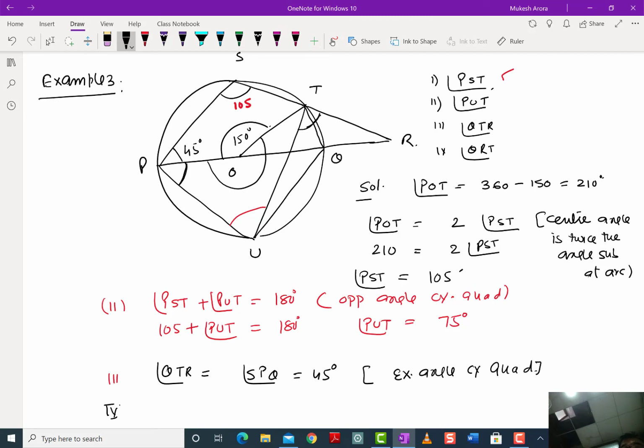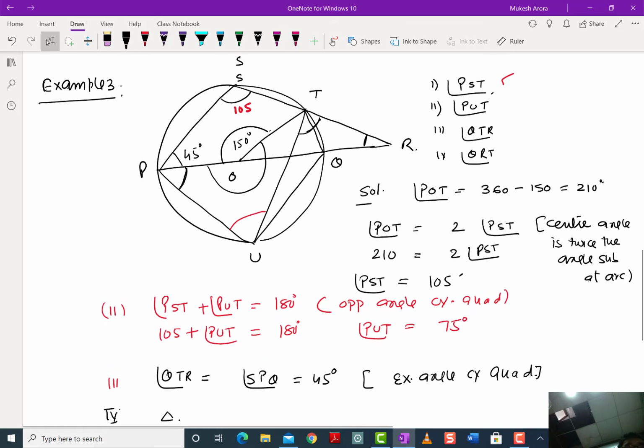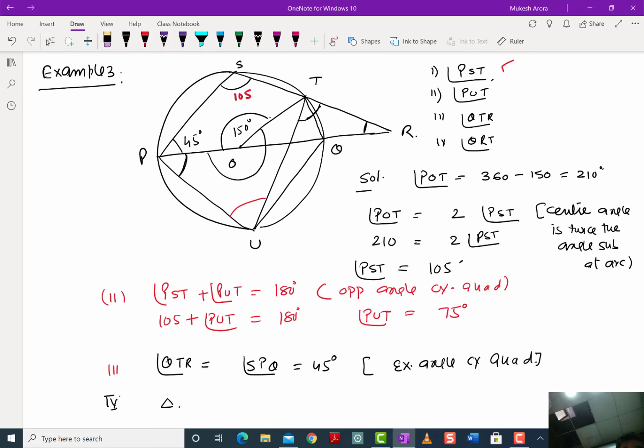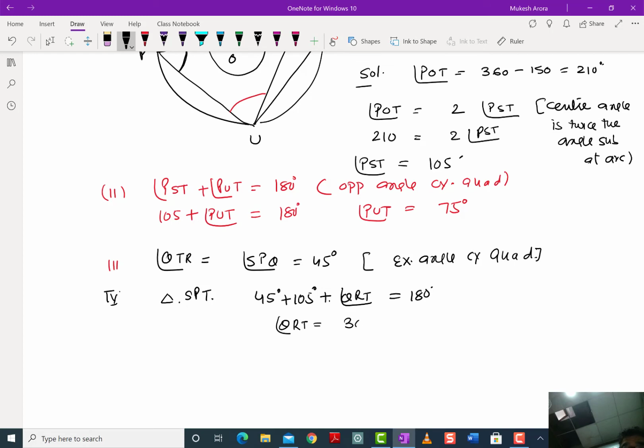And the last one is QRT. This angle. This will be triangle SPT: 45 plus 105 plus QRT is equal to 180. So QRT is equal to 30 degree.